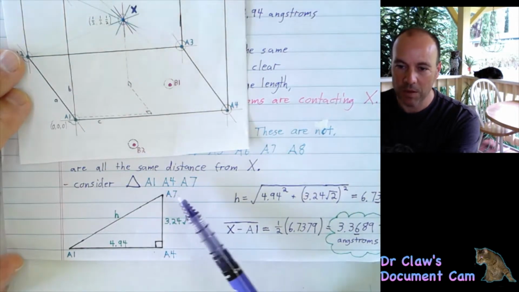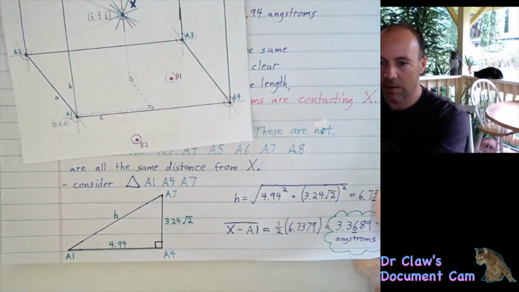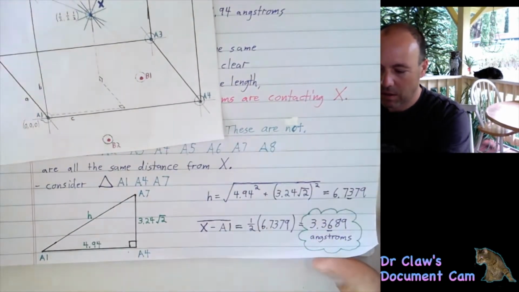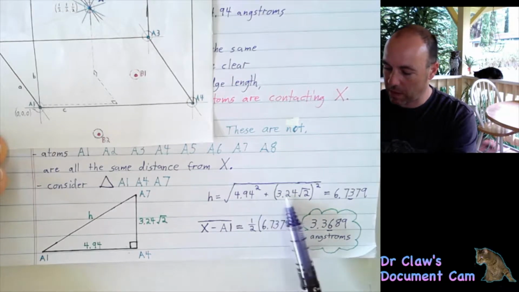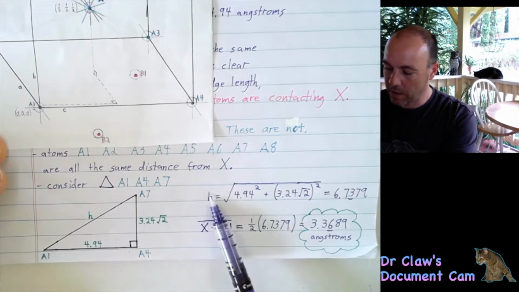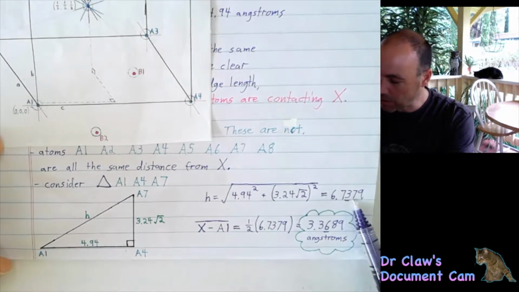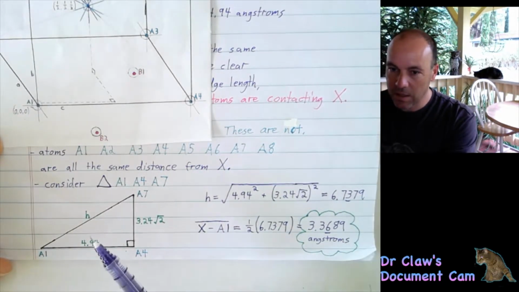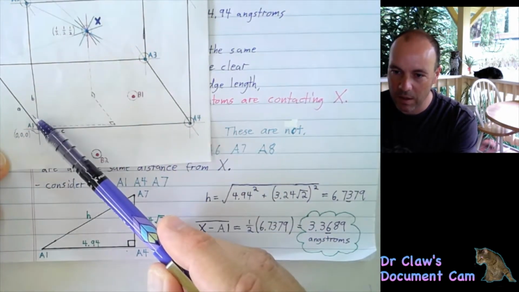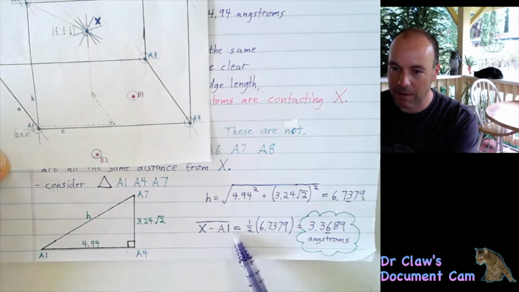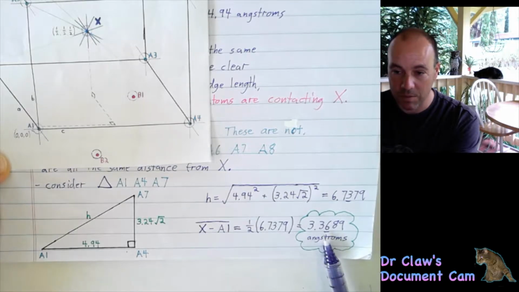Okay? Now we can use the Pythagorean theorem to solve for h. It's going to equal the square root of 4.94 squared plus all of that squared. And when you calculate h, it comes out to 6.7379. And the distance between X and atom A1 is going to be 1/2 of the hypotenuse. So that comes out to 3.37 angstroms.